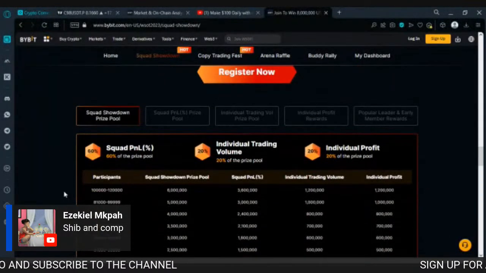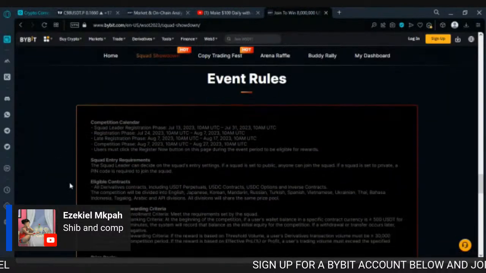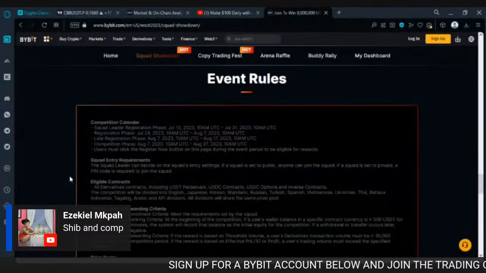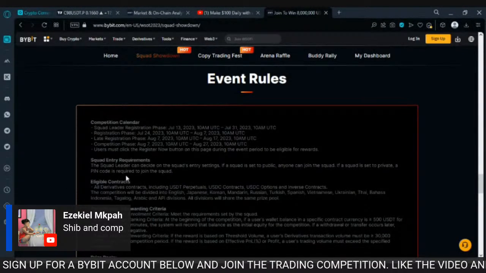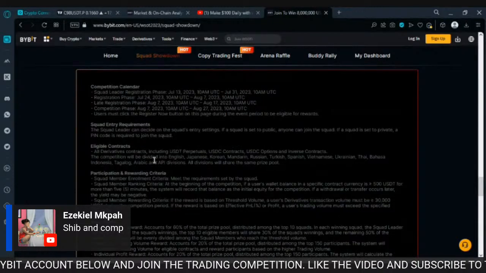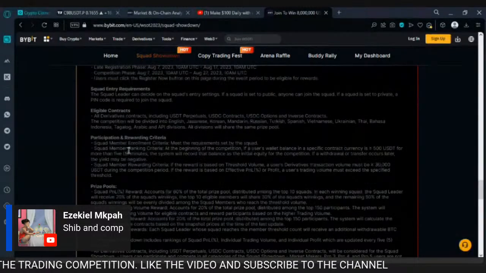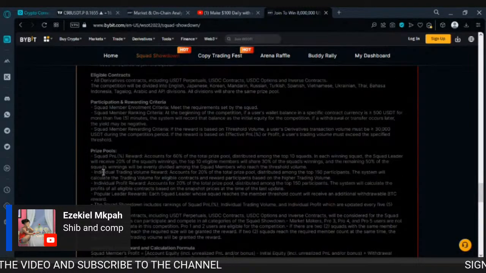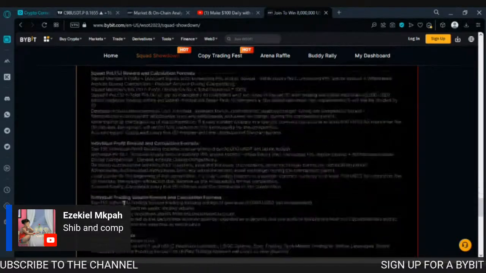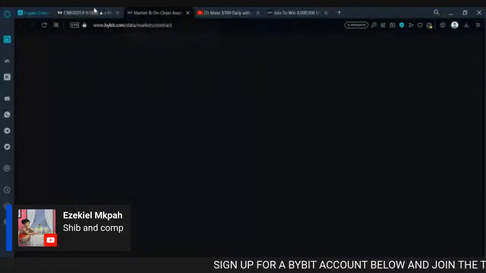Wanted to show us the rules. These are conditions and all of that: entering requirement, eligibility, all derivatives, rewarding criteria, squad number, enrollment. Just read the rules. Read all these things. They are too tiny, but you can go ahead and read them.